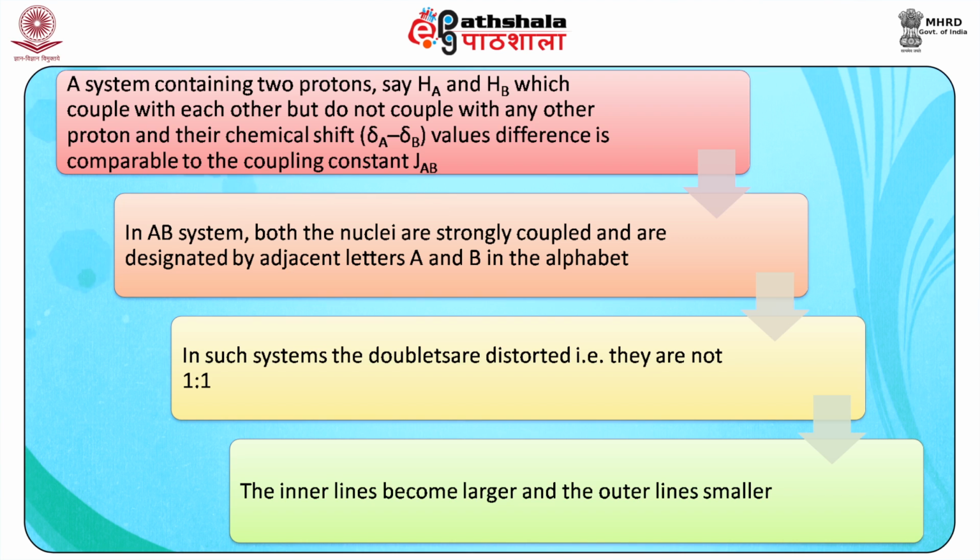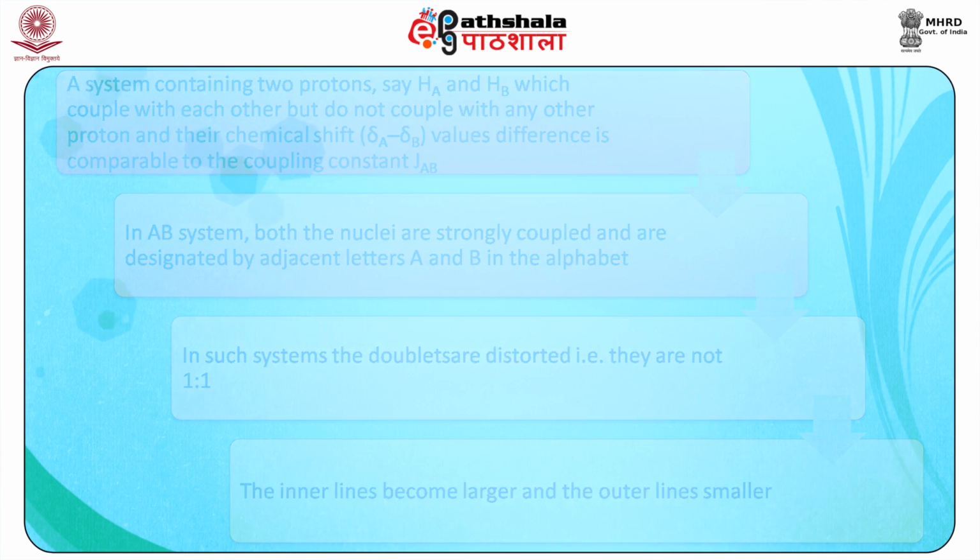Values difference is comparable to the coupling constant JAB. In an AB type system, students, both the nuclei are strongly coupled and are designated by adjacent letters, AB, in the alphabet. In such systems, the doublets are distorted, that is, they are not 1:1 in their intensities. The inner lines become larger and the outer lines become smaller.